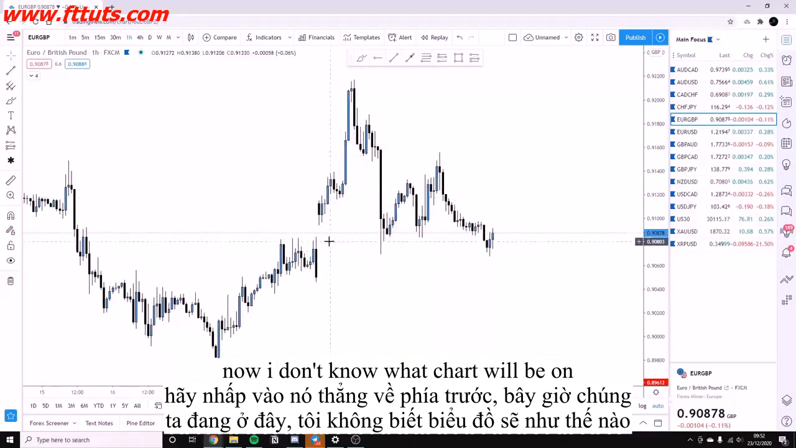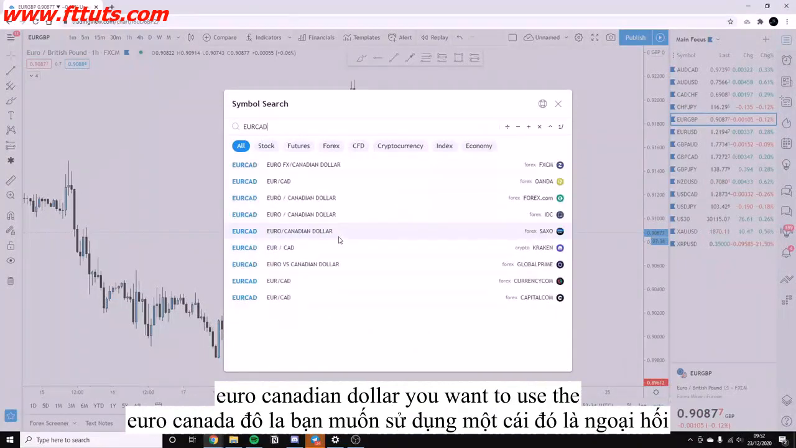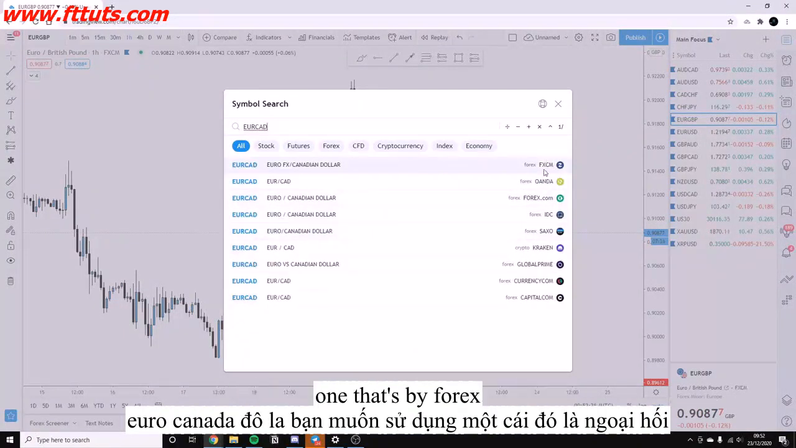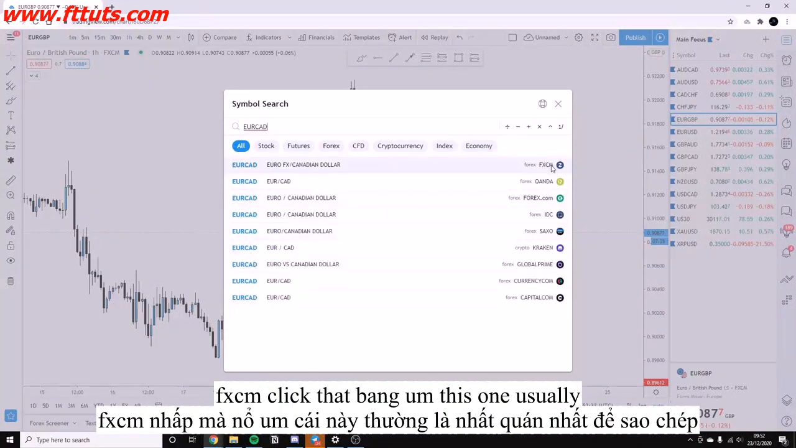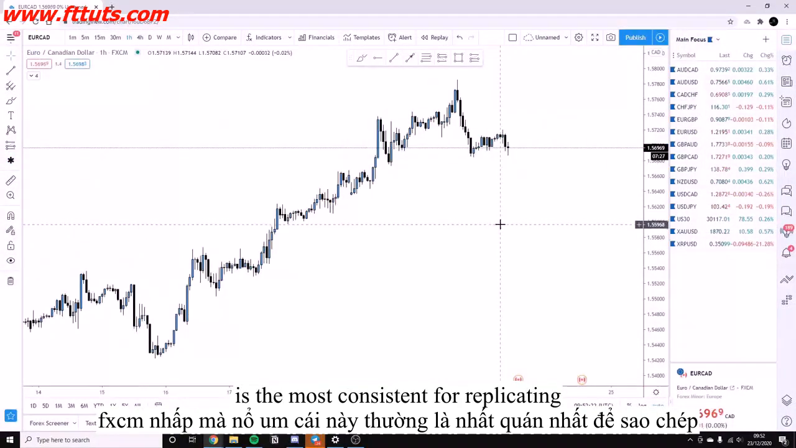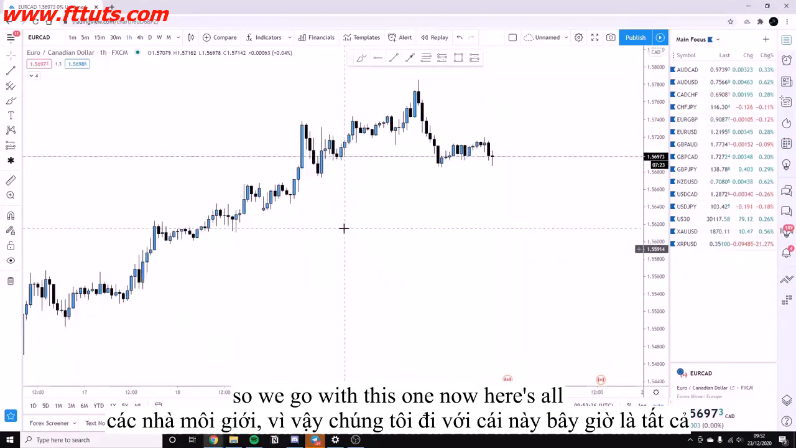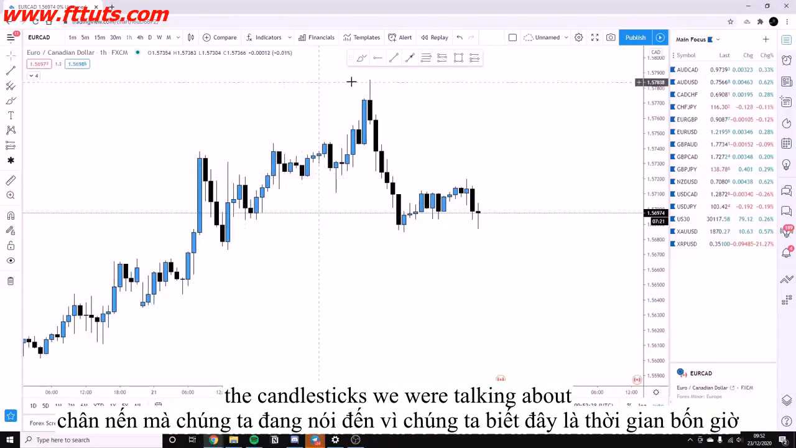Now, I don't know what chart will be on the screen, but if you literally just start typing, for example, Euro Canadian dollar, you want to use the one that's by Forex FXCM. Click that, bang. This one usually is the most consistent for replicating brokers, so we'll go with this one. Now, here's all the candlesticks we were talking about, as we know. Here's the 4-hour time frame.